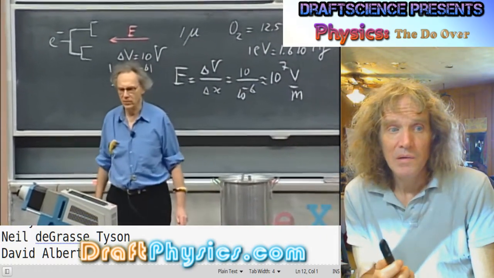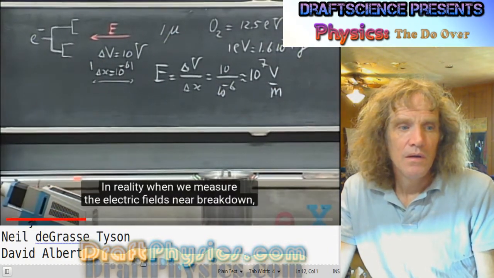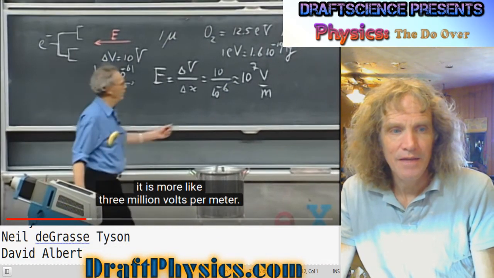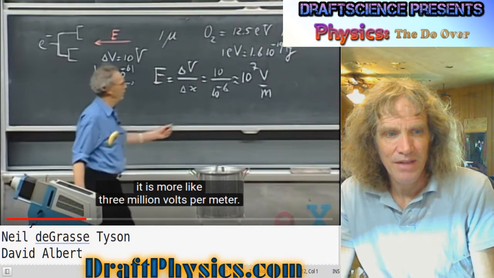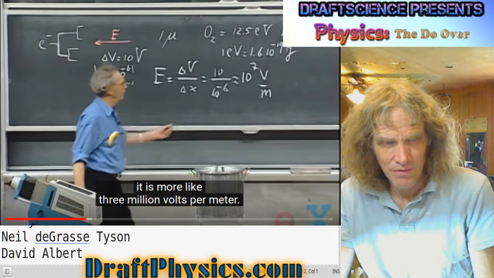That's a very strong electric field. In reality, when we measure the electric fields near breakdown, it is more like... So 10 to the 7th, he's leaving us to figure that out. So that's 1,000,000 volts or 100,000 volts?